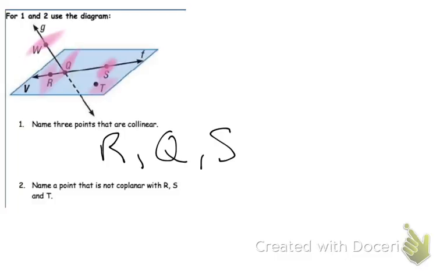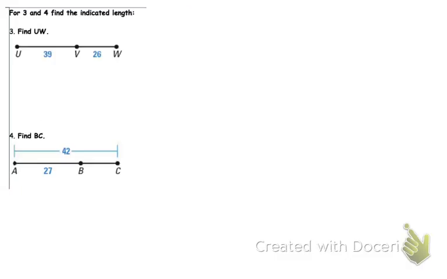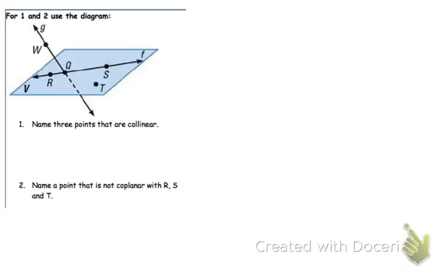Next, name a point that is not coplanar with R, S, and T. Okay, so I don't want it to be on the same plane as R, S, and T. So I find the plane. It looks like that blue plane that's called plane V. I see that R, S, and T are on that plane, and I want to find a point that's not coplanar with them. And so I look up here. It looks like point W. So point W is going to be the one that is not coplanar with R, S, and T.